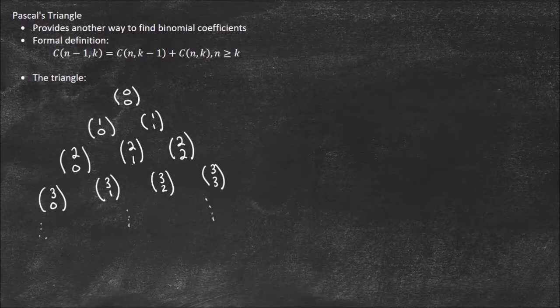So what it really says is n choose k equals n minus 1 choose k minus 1 plus n minus 1 choose k, for n greater than or equal to k. But I don't really like to think about it in that definition. I like to think about it with this right here.